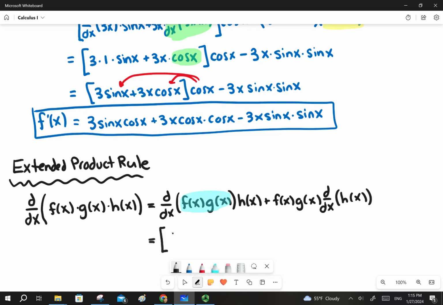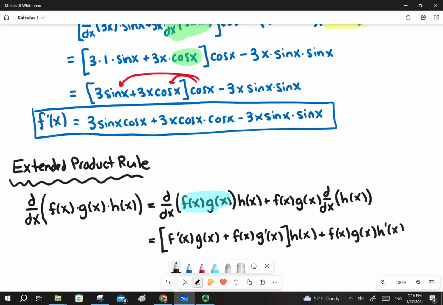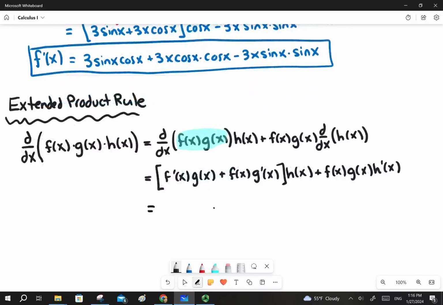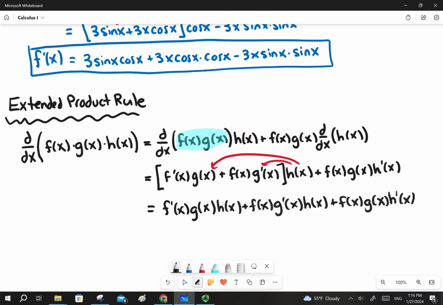So if I do this in general, that's always going to be the derivative of the first function times the second function plus the first function times the derivative of the second function, all times what was actually our third function, and then plus the first function times the second function times the derivative of the third function. I'm just going to rewrite it by distributing the h of x. Let's take a moment to appreciate the pattern here.